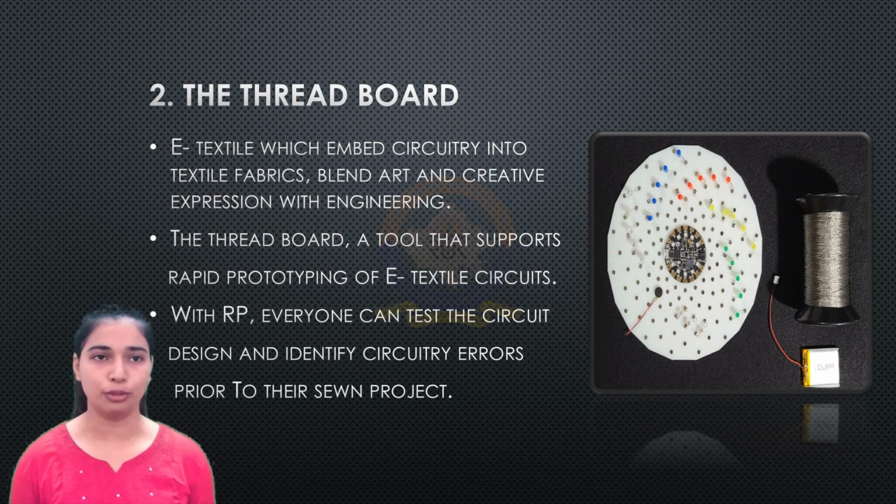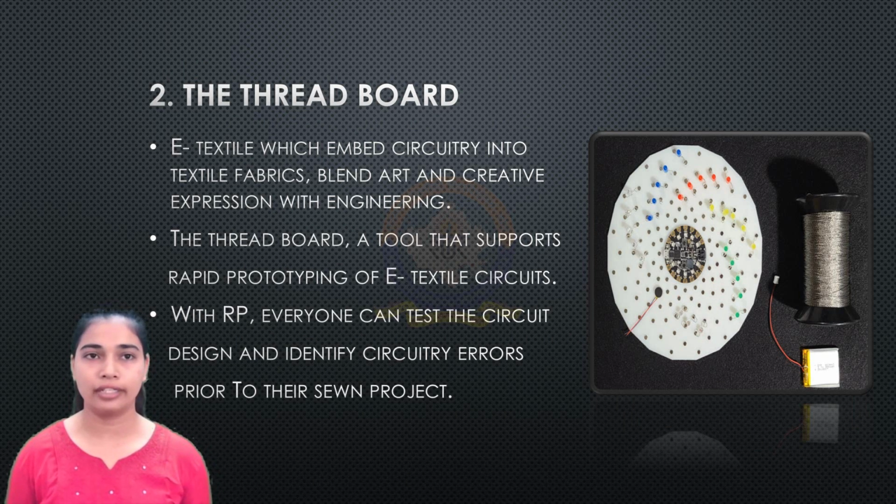The next is the threadboard. E-textile, which embeds circuitry into textile fabrics, blends art and creative expression with engineering. Currently, e-textile development relies on tools intended for traditional embedded systems, which utilize printed circuit boards and insulated wires. These tools do not translate well to e-textile, which utilizes fabric and uninsulated conductive thread. This mismatch of tools and materials can lead to an overly complicated development process for novices. In particular, rapid prototyping tools for traditional embedded systems are poorly matched for e-textile prototyping.